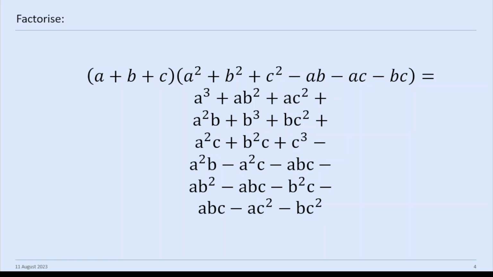And then what you can do is to start to pair them off to cancel them. So you've got plus ab squared minus ab squared, plus ac squared minus ac squared, plus a squared b minus a squared b, plus bc squared minus bc squared.